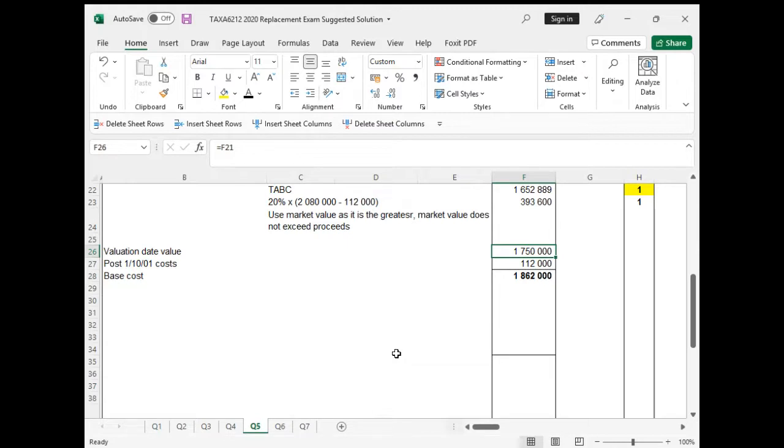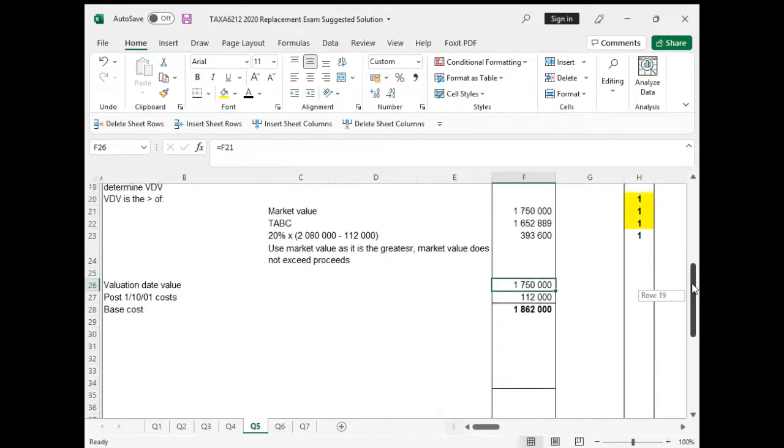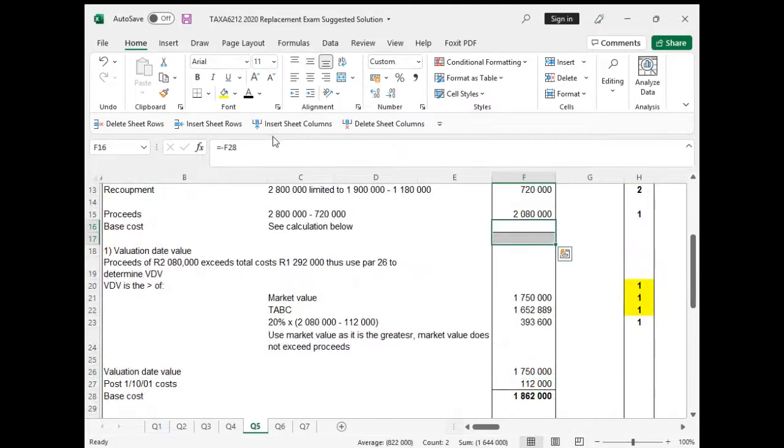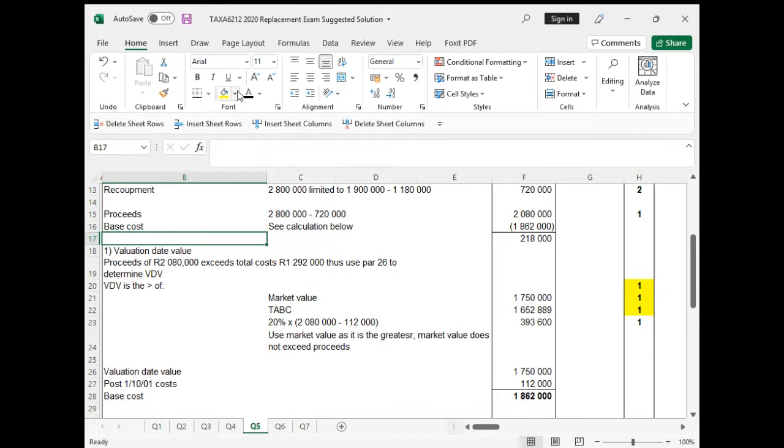And then we add any cost we've incurred after 1 October to that value. So that was the 112,000, which was the commission. You add that to it, and then your base cost is 1.862 million. That is what I bring here into the calculation at the top to work out my gain, the capital gain of 218,000. So that's for the first asset.